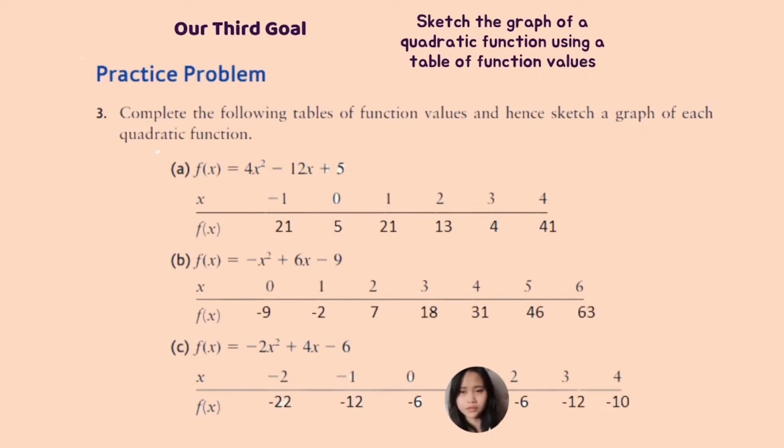So f(x) equals −x² + 6x − 9. So x is 0, 1, 2, 3, 4, 5, 6. So f(x) is −9, −2, −7, 18, 31, 46, and 63.